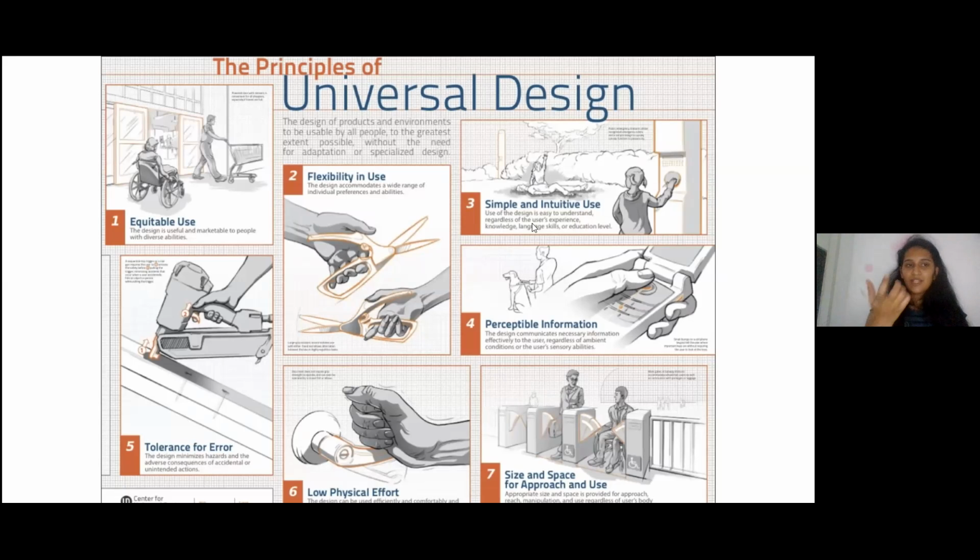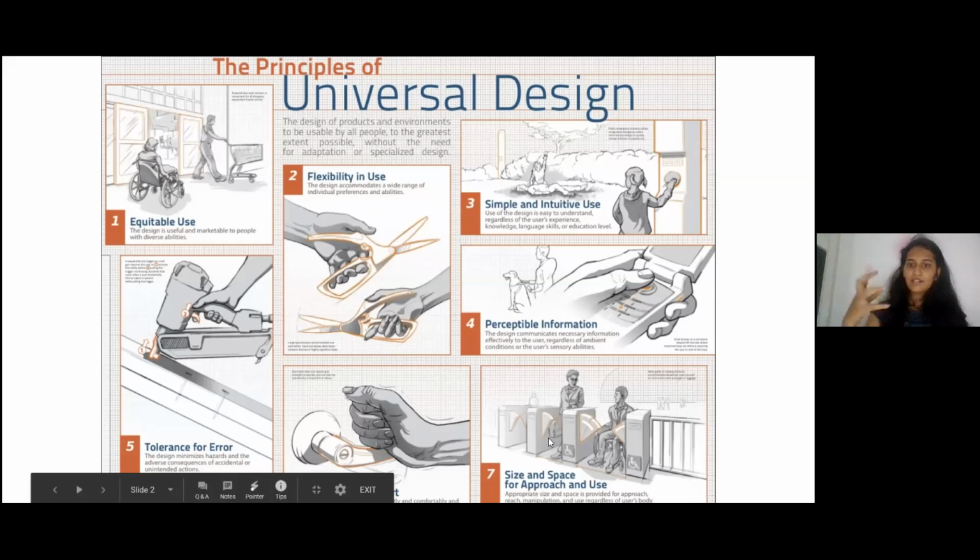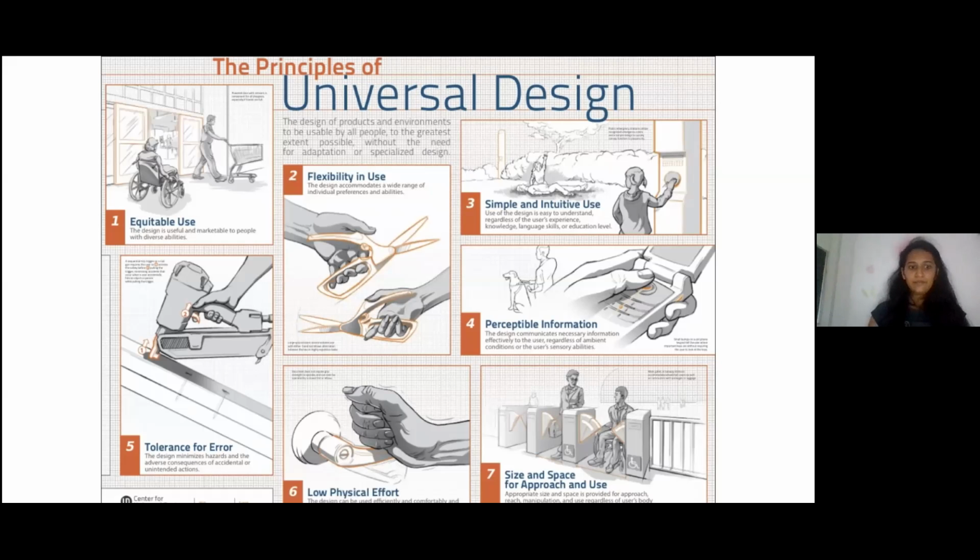Or somebody who suffers from joint pain, where you don't need to be very precise in holding the scissors. Third is simple and intuitive. This applies to being able to catch your attention and things that are very easy to understand and do. Next is perceptible information, so designs that communicate necessary information very effectively. Then there is tolerance for error.